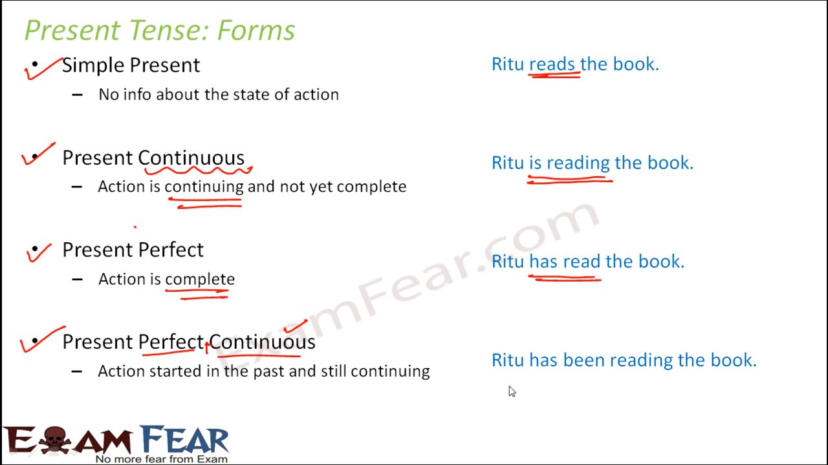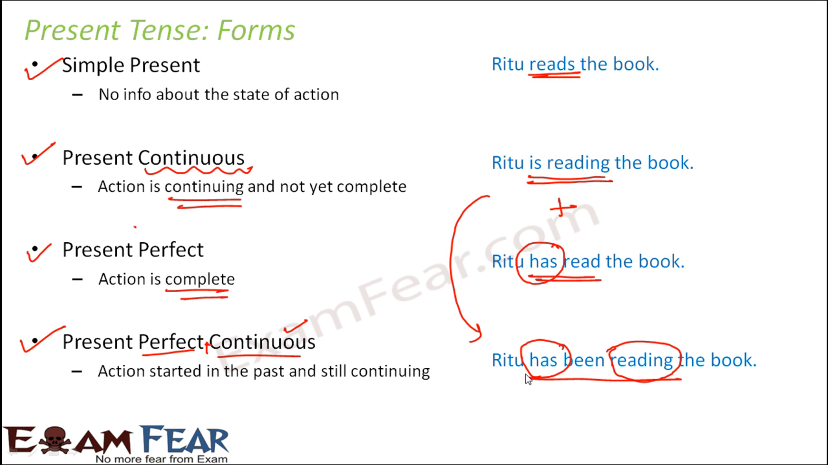And the fourth one is Ritu has been reading the book. See, it has the reading of the continuous tense, and it also contains "has" from the perfect tense, and that is how it is present perfect continuous. It is a combination of these two. So these two together form this. So Ritu has been reading the book. That means she started reading the book in the past and she is still reading it.